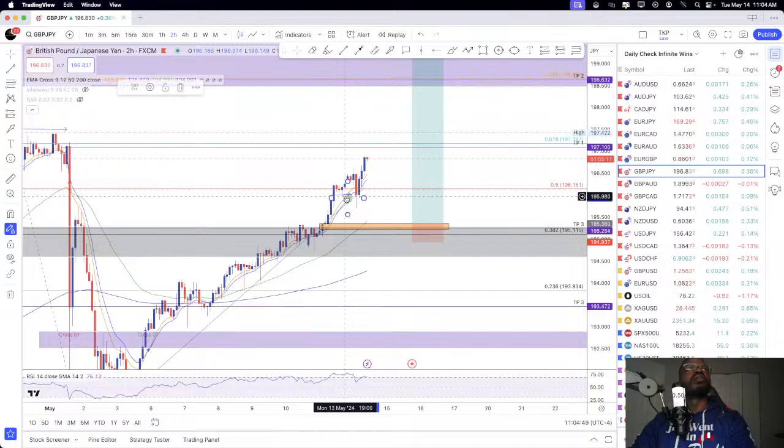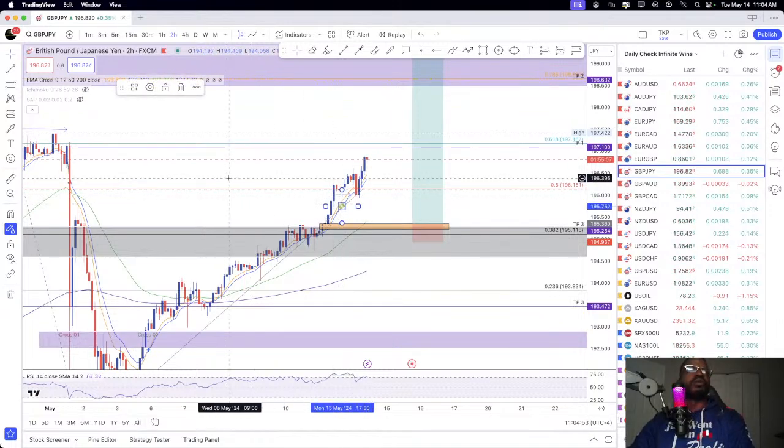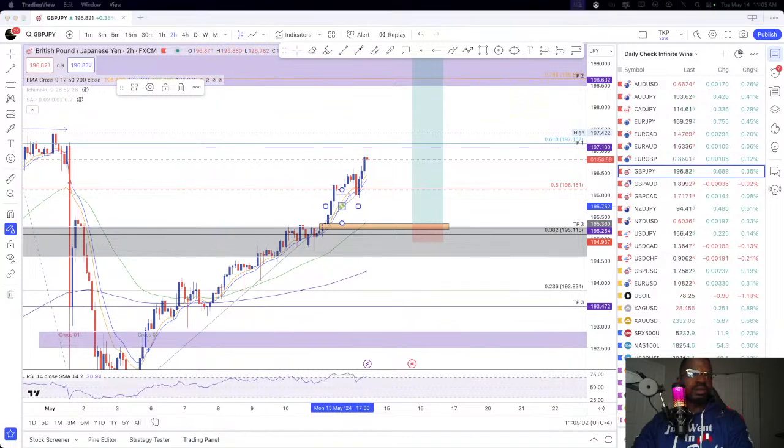Oh, so we were looking for a deeper pullback on pound JPY. We wanted to see this thing come all the way down to the lows.